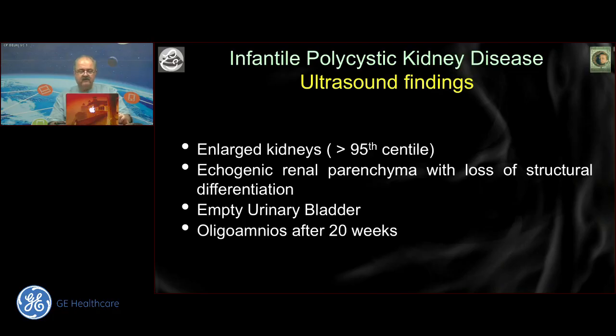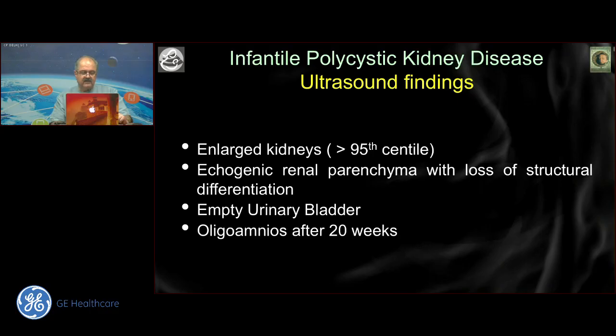Also, very often once you cross over by the 22 weeks, you will realize that there's an empty urinary bladder and oligoamnios. But do remember that you might miss this diagnosis completely, because the kidneys between 18 and 20 weeks might look completely normal. And therefore, if there is a background, then just call the patient right back for a review at 22 weeks of gestation.